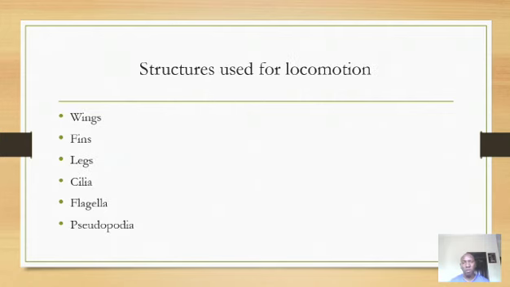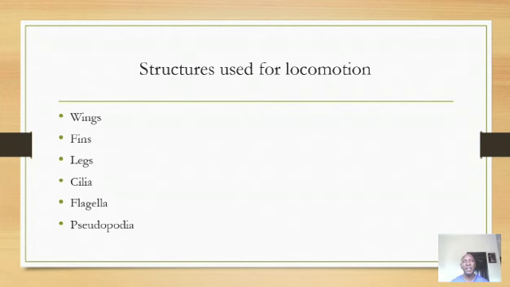What do these organisms use to locomote? These are the structures used for locomotion. Just like we have seen in the bird, they can locomote using the wings. They can locomote using fins. Those are the fish. Humans and other animals can locomote using the legs.